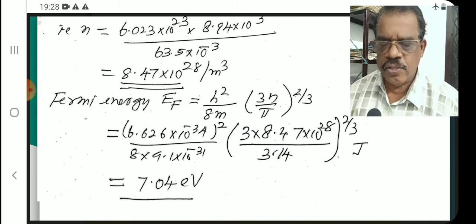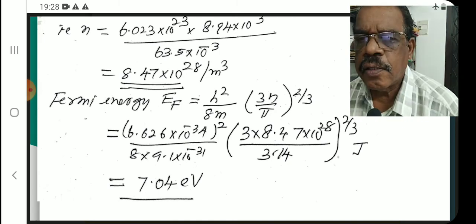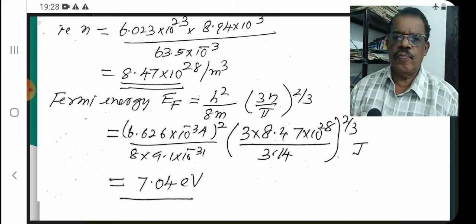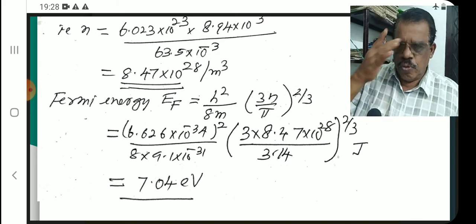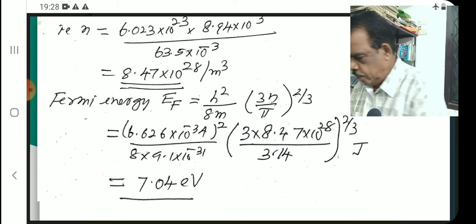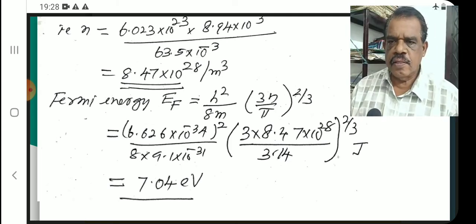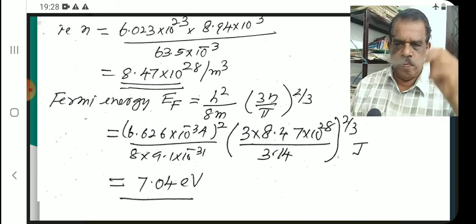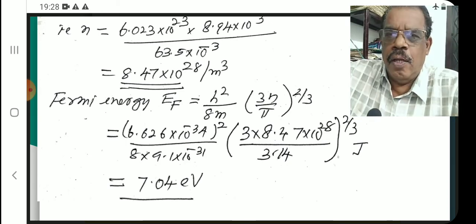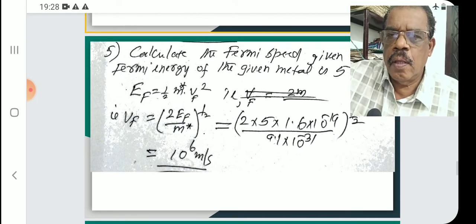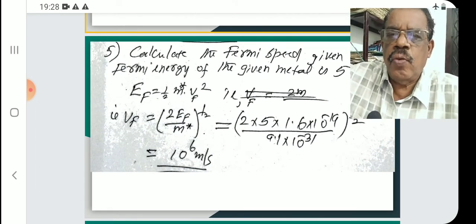You will get the answer 7.04 eV. The answer is 7.04 eV. Now we pass on to the next problem.